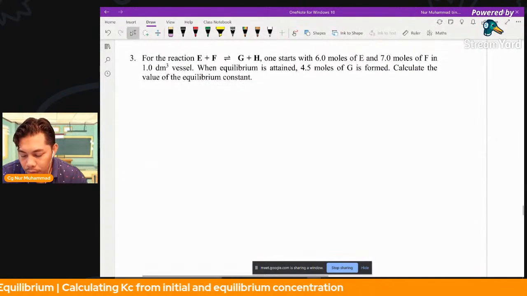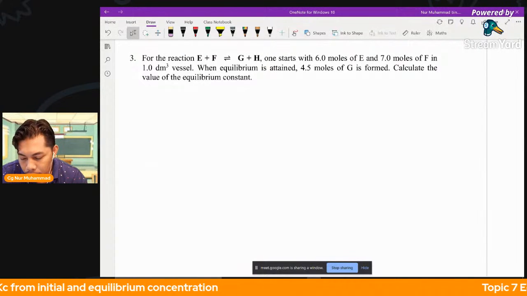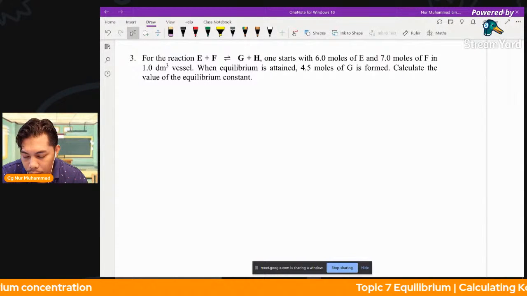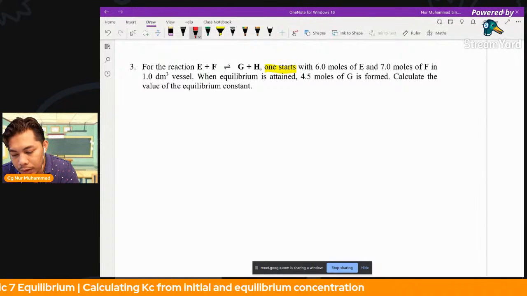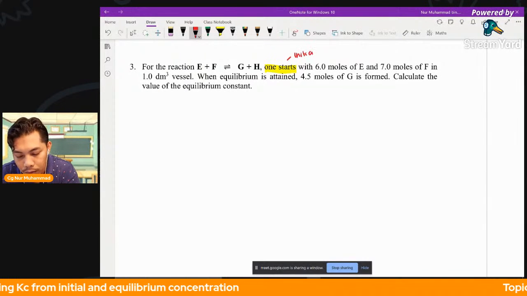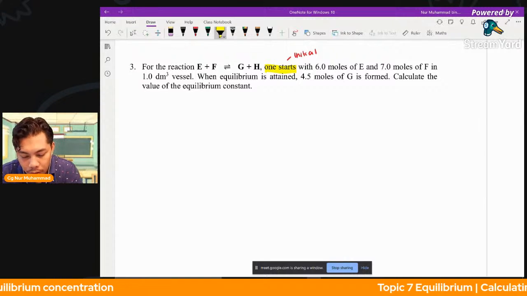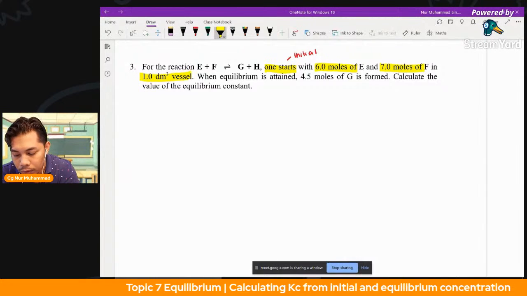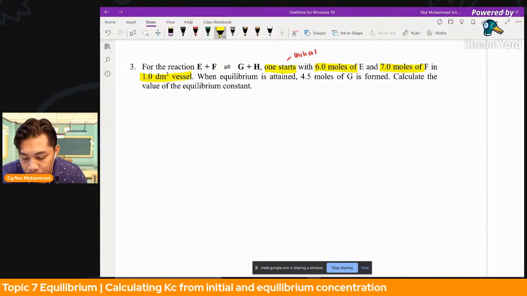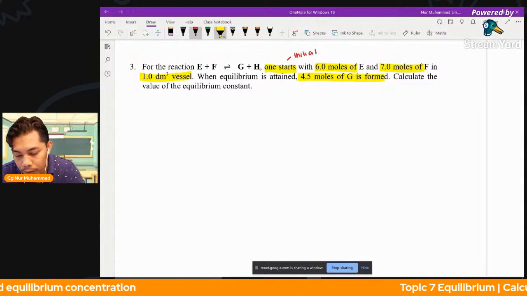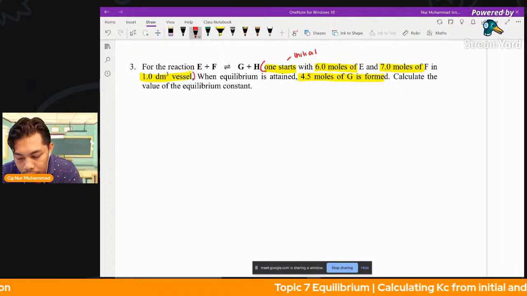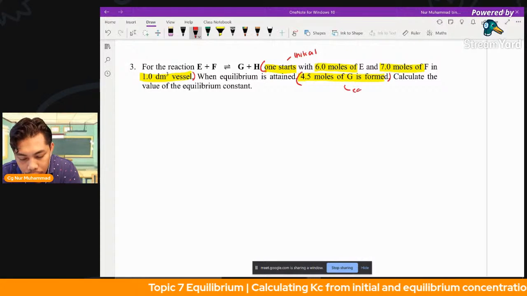Alright, next focus on question 3. For the reaction E reacts with F to produce G and H, one starts with 6.0 mole. "Start" means that this is the initial amount, and you are given the number of moles and not the concentration. For F, you are given this concentration, volume, and the amount produced is 18. 18 means that this is at equilibrium. Can you understand? There are two pieces of information here. This is at equilibrium.